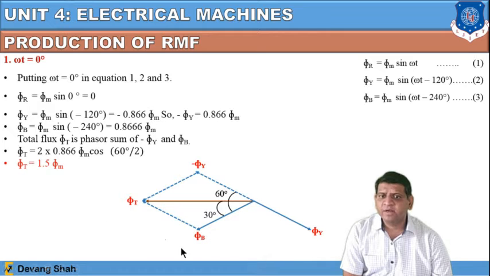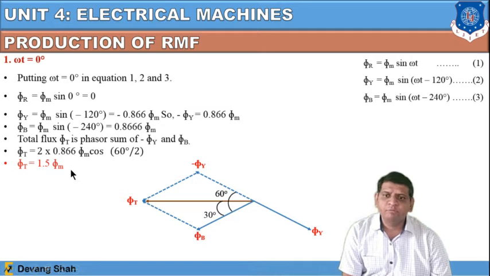You can see this from the phasor diagram. Once you apply this trigonometry, the total flux at the position where omega t is equal to 0 is 1.5 times the maximum flux value. So phi T is equal to 1.5 into phi m, which is the resultant value. Now you can check this position of the phasor diagram.